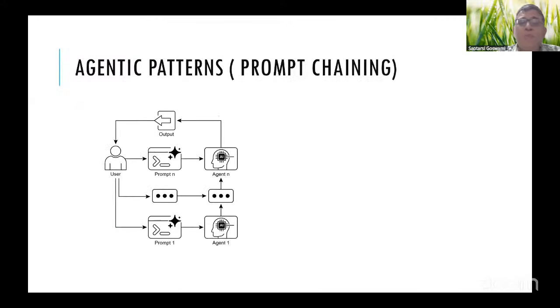So one of the important patterns is called prompt chaining. What is happening here is that there are multiple agents. You are giving a prompt to the agent, and this agent's output is again going to another agent, and that output is also going on. At the same time, the user may also have the option to give some feedback. That way, you have multiple prompts and multiple agents working together. This type of design pattern is called prompt chaining.